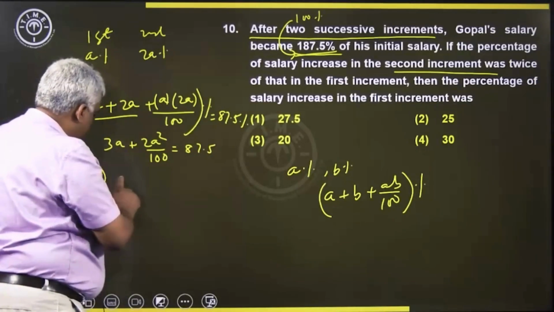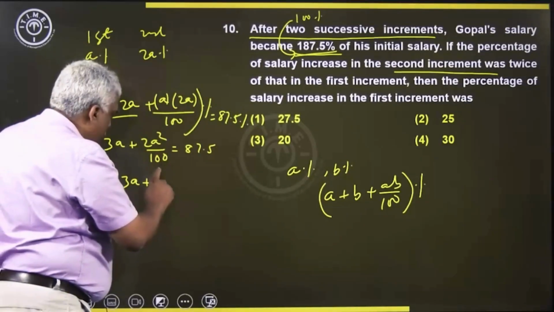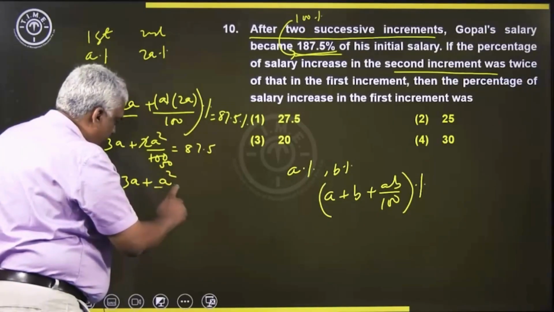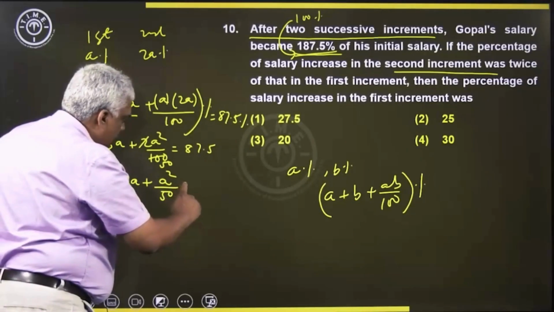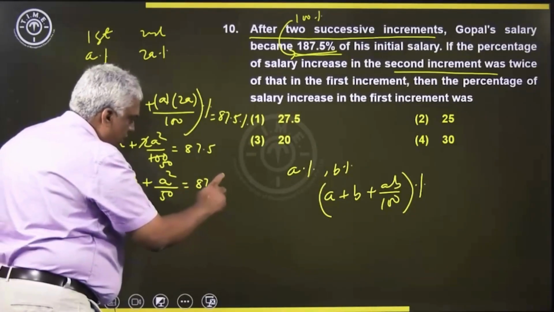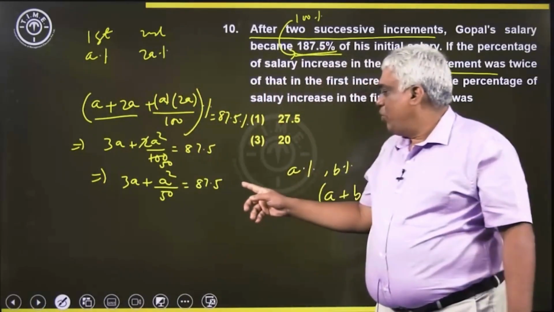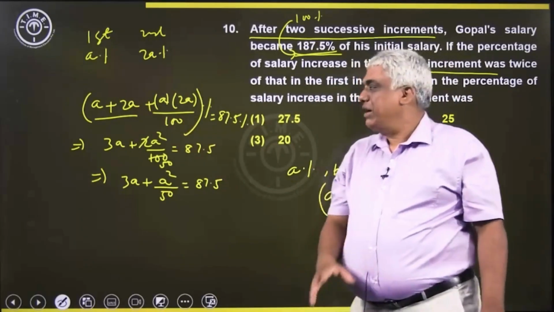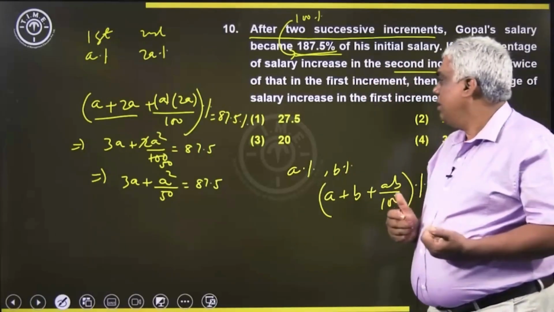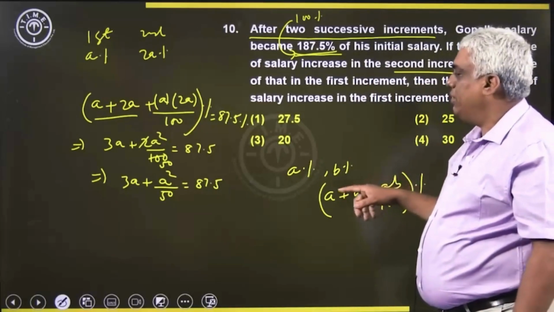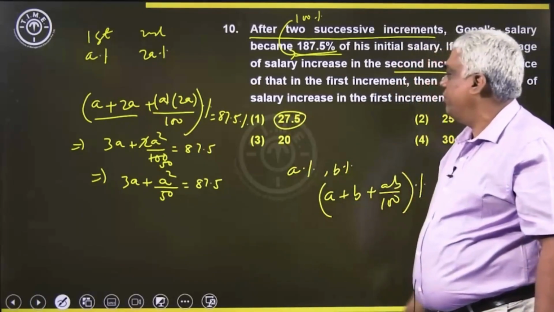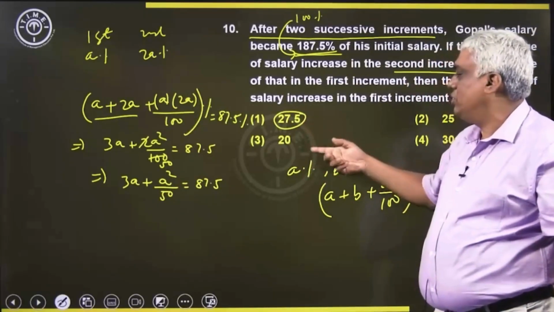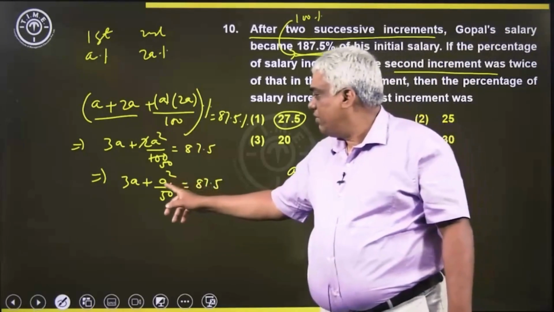So you see, this is 3A plus 2, I can cancel 2 with 100, 50 times. So it is A square by 50, and that equals 87.5. Now, we can write 87.5 as 175 by 2 and cross multiply and solve the quadratic equation, but that will be quite time consuming. Do not do that. What you can do is think about the options. If I take 27.5, 27.5 into 3, already it will cross, I mean 27 into 3, 81 point something, and 27 square.